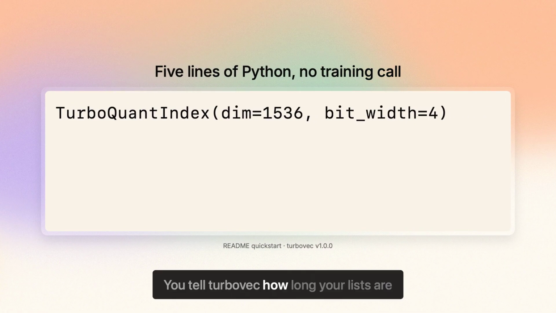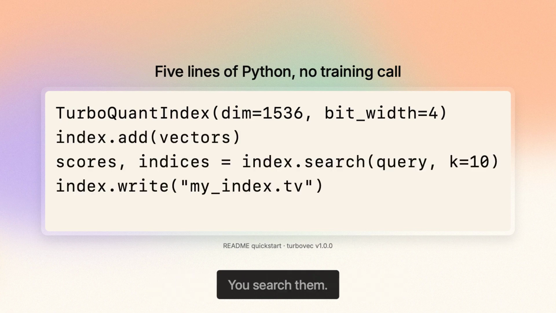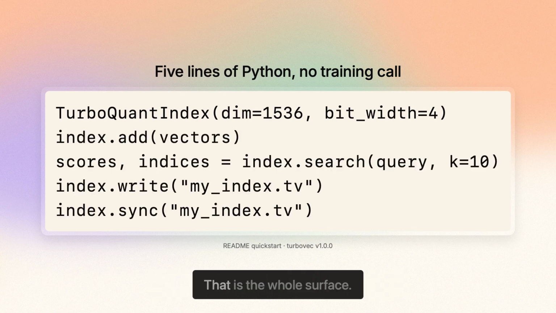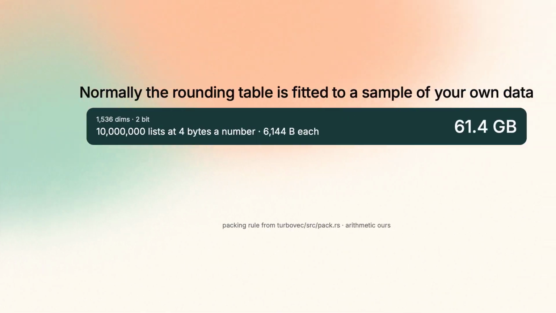You tell turbovec how long your lists are and how hard to squeeze them. You add the lists, you search them, you write the index to a file. That is the whole surface. There's no step where you hand over a sample and wait.